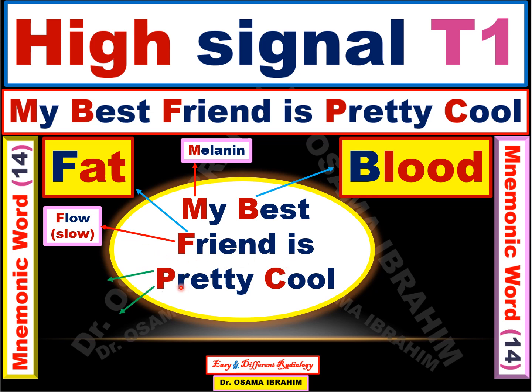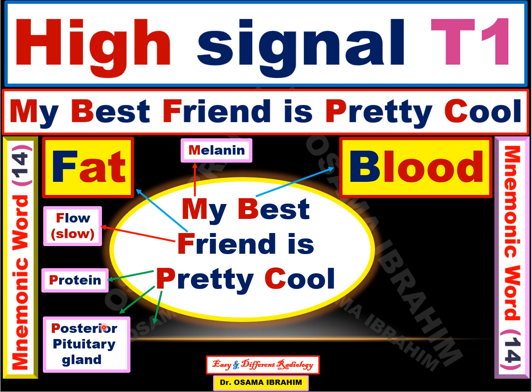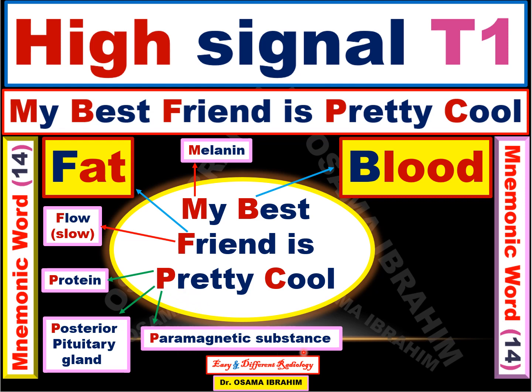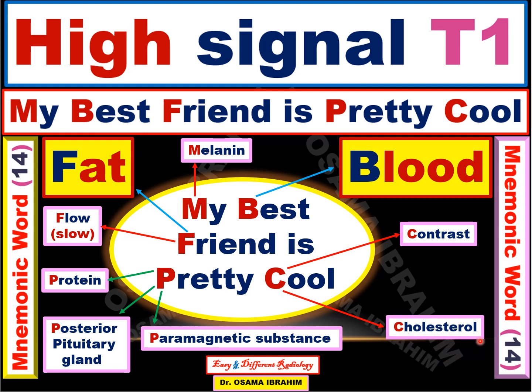And P, there are three Ps as I mentioned in the previous slides. The first one is protein, like colloid cyst or Rathke's cleft cyst, another P is from posterior pituitary gland, in normal or ectopic locations, and the last P is paramagnetic substance like manganese toxicity or copper toxicity. And the last letter is the C in cool. C is contrast: any contrast in an MRI study can appear as high signal, however in the location of the arterial or venous distribution. And the other C is cholesterol, like cholesterol granuloma as I mentioned, or any cholesterol in the body, appearing high signal in T1. This is everything about My best friend is pretty cool to easily remember the differential diagnosis of high signal in T1.